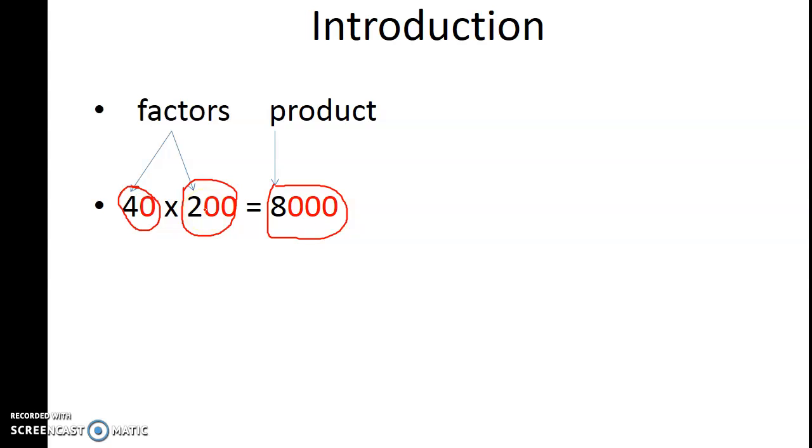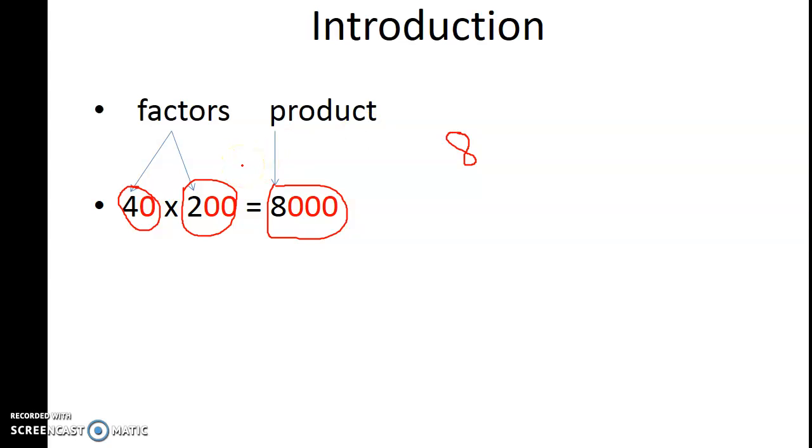Steps we have to follow. The first step is to skip all the zeros at the end. So I will skip the zeros in the factors. I will just multiply 4 times 2. 4 times 2 equals how much? Equals 8. So I will write 8 in the product.